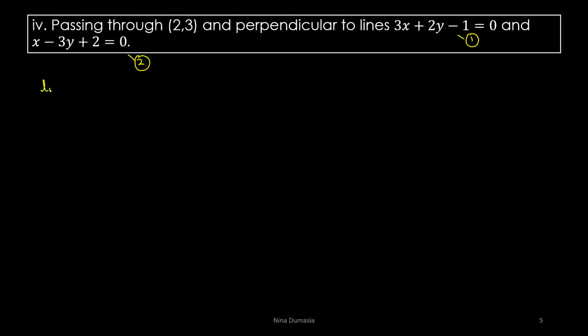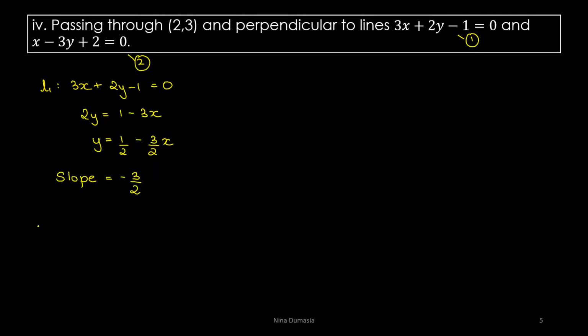So suppose L1 is equal to 3x plus 2y minus 1 is equal to 0. We will try and find out the slope of L1. For that, keep y on one side. So you have 2y is equal to 1 minus 3x. And then if I divide by 2, then I get y is equal to 1 by 2 minus 3 by 2 x. The coefficient of x is minus 3 by 2, so slope is equal to minus 3 by 2.